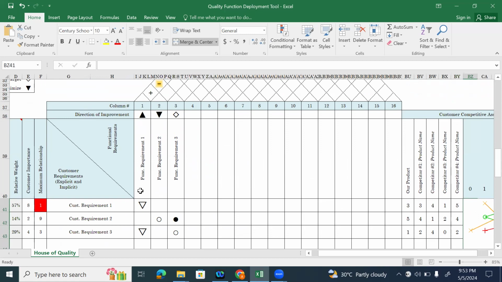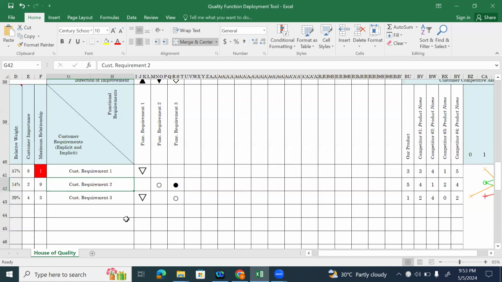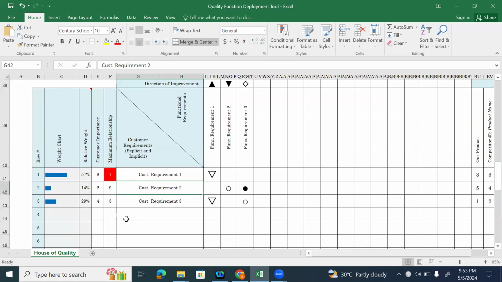So we have seen many examples. Let us take one example, enhanced aesthetics. That is one functional requirement. And the customer may have different requirements. The first customer may have different requirements, the second customer may have different requirements, and the third customer may also have different requirements. So it's very important what is the requirement for the customer against the function.